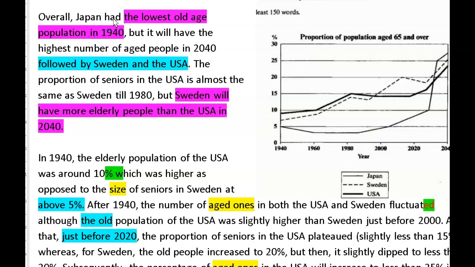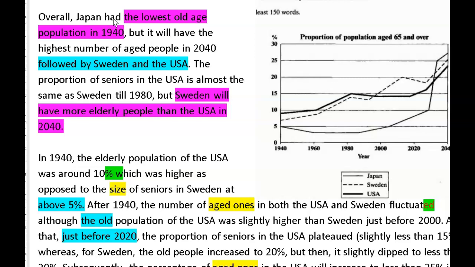I know that Sweden is significantly smaller than Japan in population, so I almost say for sure that. But I wouldn't write that either because we don't know that based on the chart. Okay. All right. The lowest old population 40, but it will have the highest. Okay, that's a good main feature to point out.